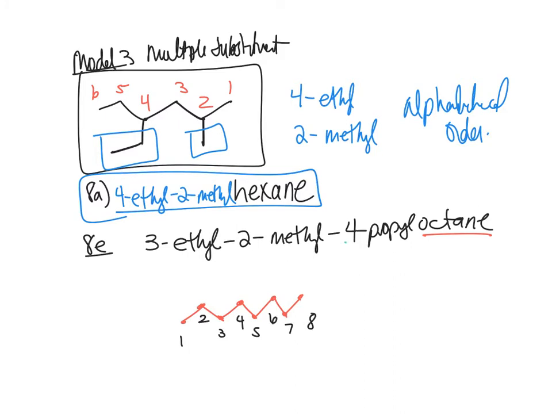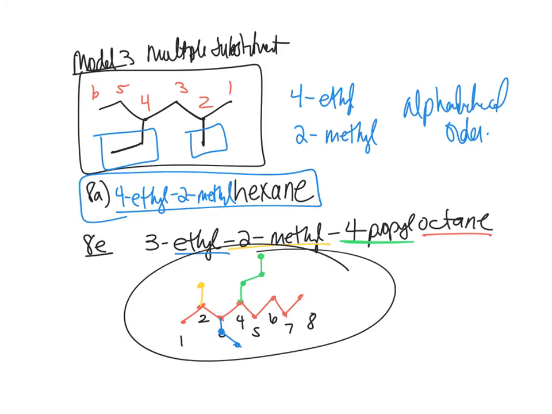And now we're going to put a propyl on 4. So 1, 2, 3. We're going to put a methyl on 2, 1. And then we can put an ethyl on 3, 1, 2. And there is 3-ethyl-2-methyl-4-propyloctane. All right, we have 2 more models to go.